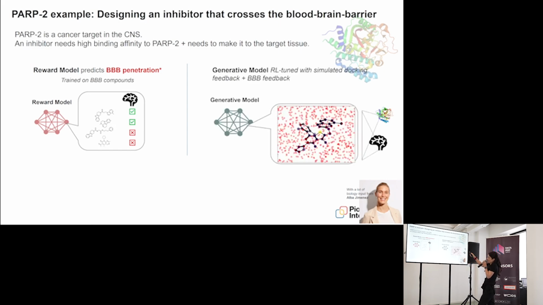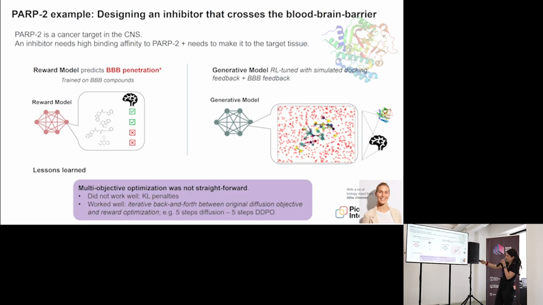And we used our generative model. Remember, that's the diffusion model that diffuses ligands into protein pockets. We give it feedback on docking, we give it feedback on blood-brain barrier permeability, and then compare it to the data that we know. Before I show you the results, I want to tell you a very important lesson learned here. If you have multiple rewards, it can sometimes be tricky to optimize them both at the same time. And there's also a theoretical limit to multi-objective optimization, on how much you can optimize at the same time.